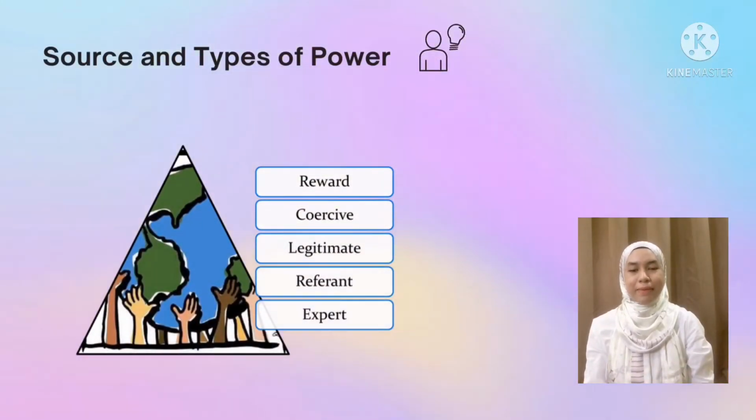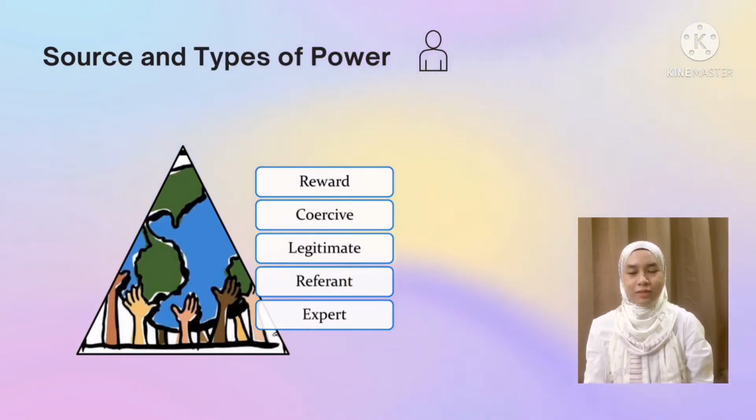My name is Nurdiana Izzati, and today I am going to present LO3 of this chapter, which is the sources and types of power in organizations. There are 5 sources of power in organizations, which include legitimate, reward, referent, expert, and coercive power. Now let's take a look one by one at their meaning and examples.